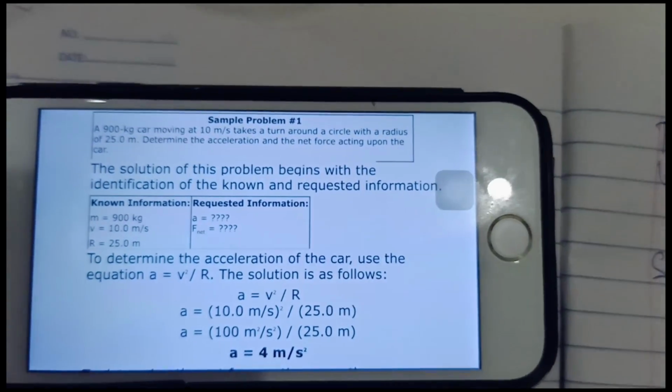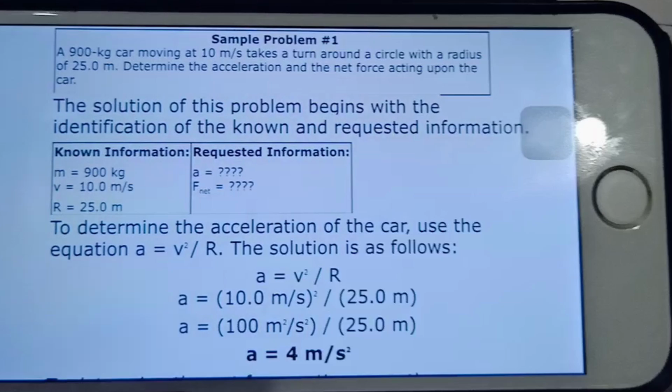This is the first problem. Sample problem number 1. A 900 kilogram car moving at 10 meters per second takes a turn around a circle with a radius of 25 meters. Determine the acceleration and the net force acting upon the car.